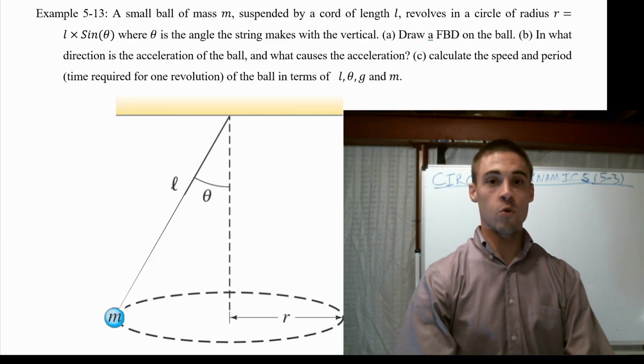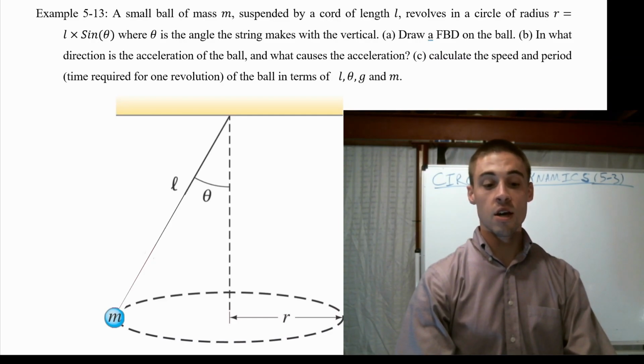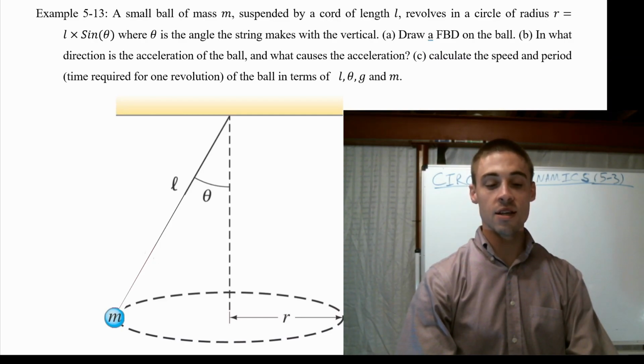Okay, that one was kind of a warm-up. Now, on to what is example 5.13 in your textbook. A small ball of mass m suspended by a cord of length L revolves in a circle of radius r equals L times sine theta, where theta is the angle that the string makes with the vertical. Now, notice here, theta is fixed, right? It doesn't change with time. In what direction is the acceleration of the ball, and what causes the acceleration?